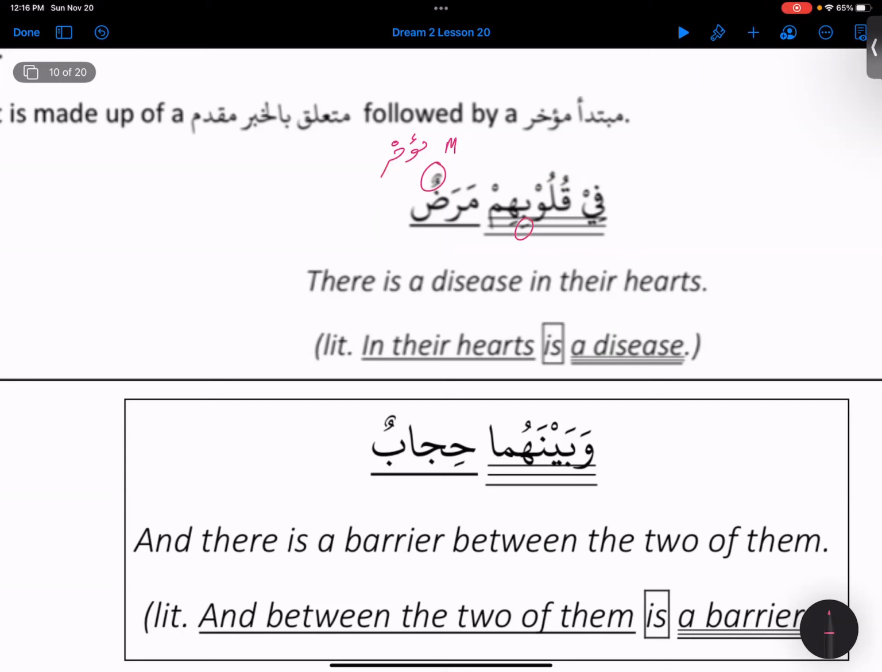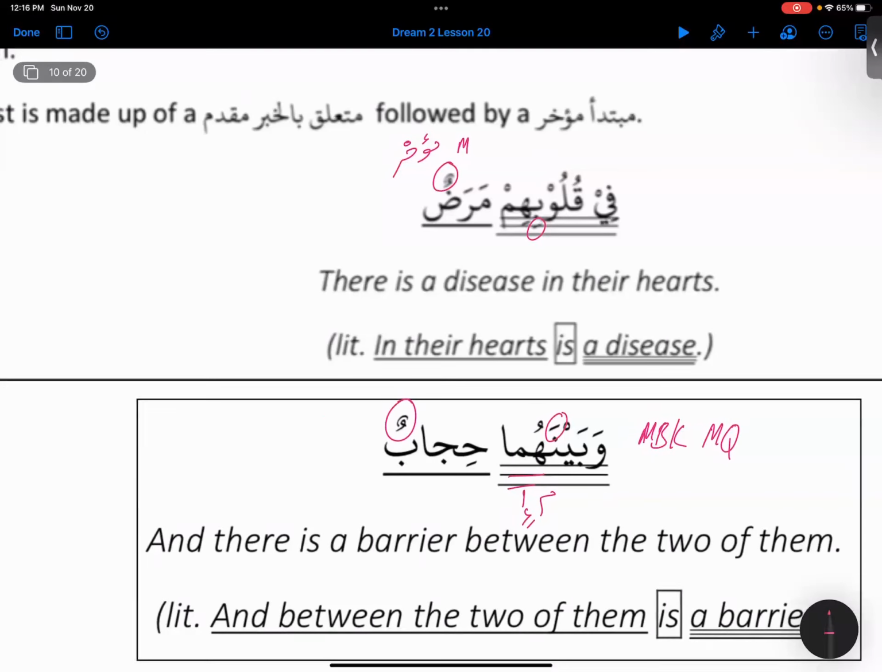Wa baynahuma hijabun. Now bayna is special mudaf, right, and huma is its mudaf ilayhi, so this is jar majrur muqaddam. And then hijabun is mubtada muakhar nakira. Very good. So there is no exclusivity. We're going to say, and there is a barrier between the two of them.